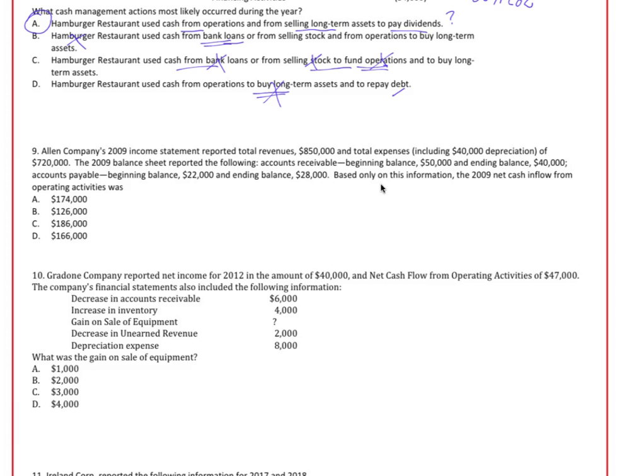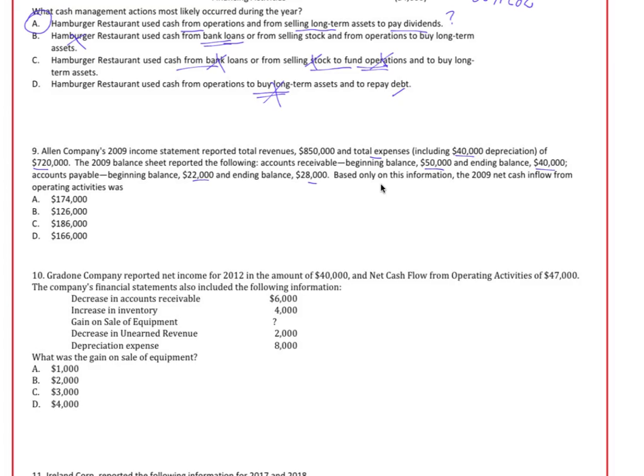Question 9. Allen Company's 2009 income statement reported the following. Total revenues of 850, total expenses, including depreciation, of 40, was total expense of 720. The 2009 balance sheet reported the following. There was accounts receivable with a beginning balance and an ending balance of 50 and 40, accounts payable beginning and ending balances. Based on this information only, what was the net cash inflow from operating activities?